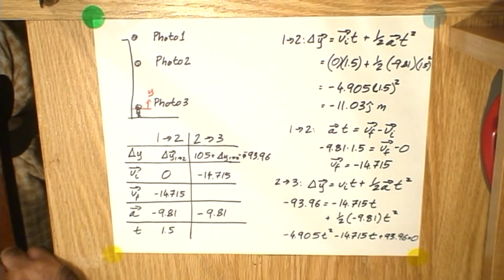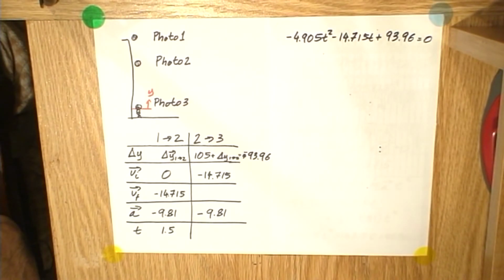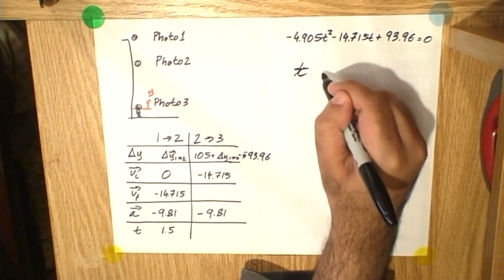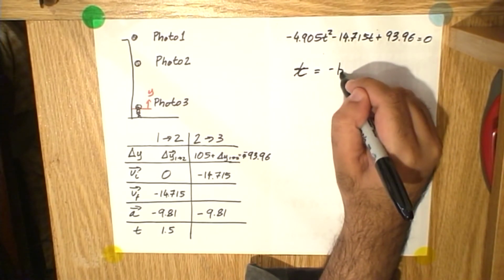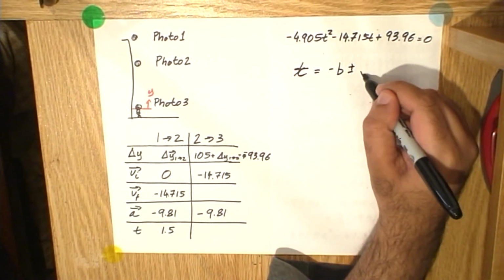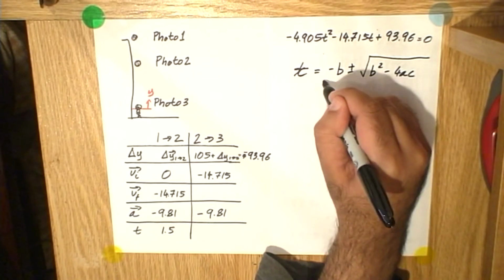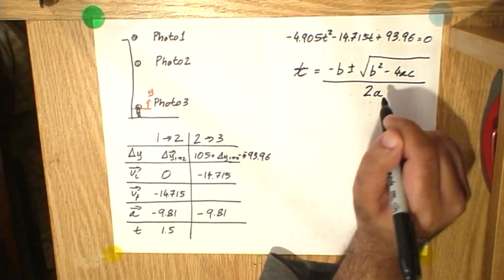Now we just need to solve for the time. To solve this quadratic equation, we would of course use the quadratic formula. We would say that t is going to be equal to negative b plus or minus the square root of b squared minus 4ac, all divided by 2a.